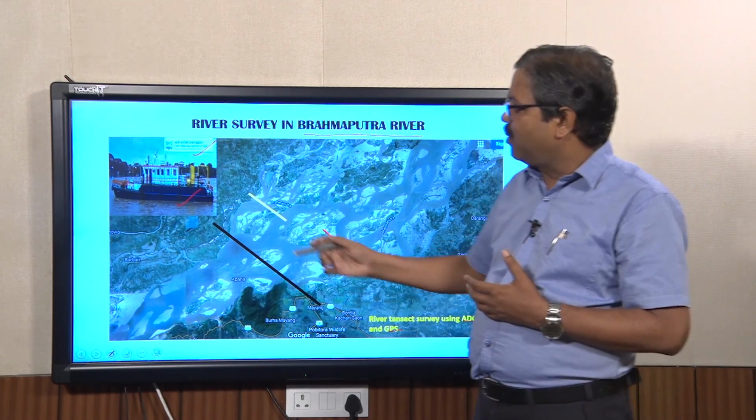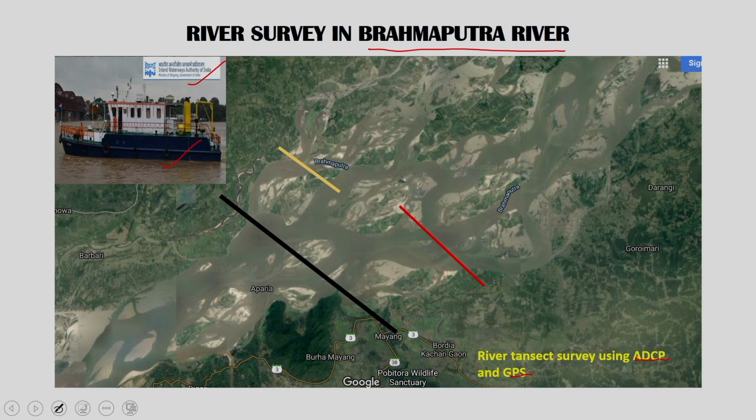When you use survey vessels equipped with GPS, ADCP, and echo sounders to survey a transect more than 10 kilometers wide, it takes more than 5 hours. So it's not an easy job. Let me present the data to show how complex the rivers are. We cannot simplify the river as we usually do. That's what I want to introduce to you.